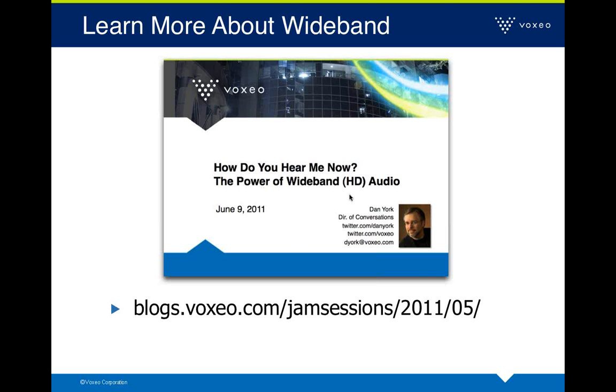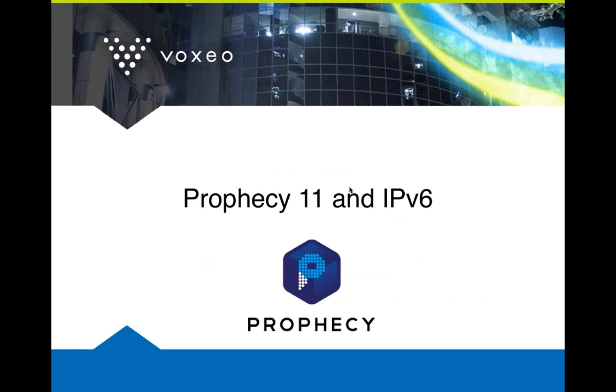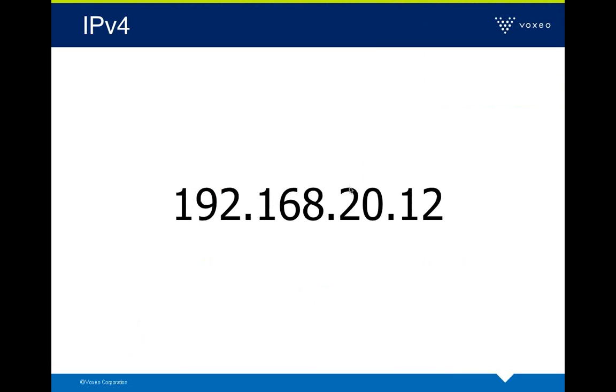So I want to move on to the second area that we added in this release, which is IPv6. And to talk about that for a moment, IPv4, of course, is the address space that we've had forever, as far as the world of the internet. It's 192.168.20.12, whatever the addresses are. And we've had this space for a long time.